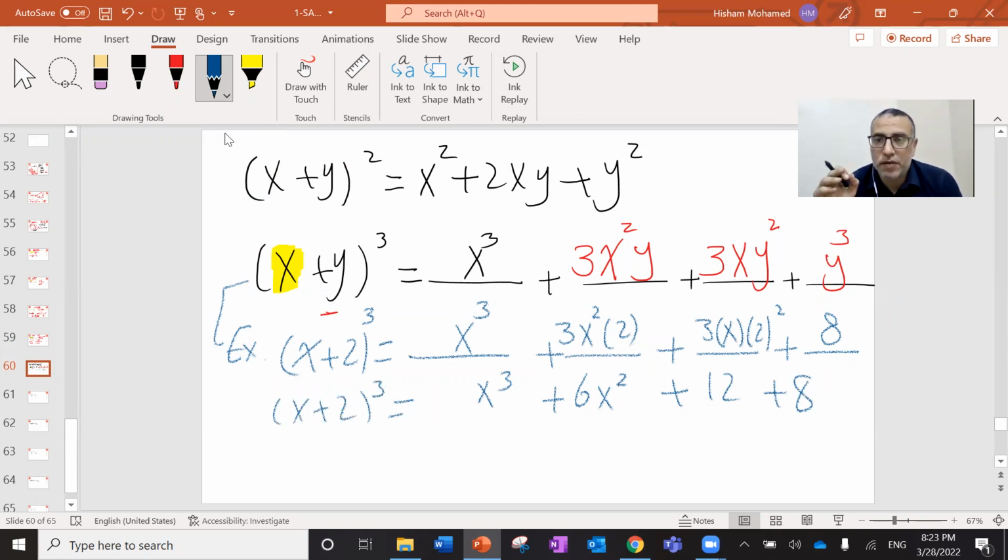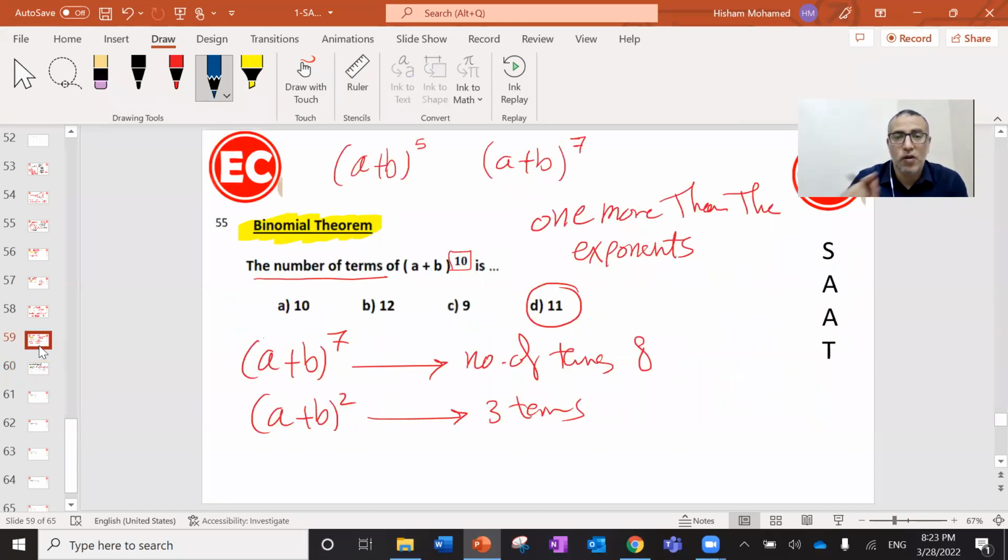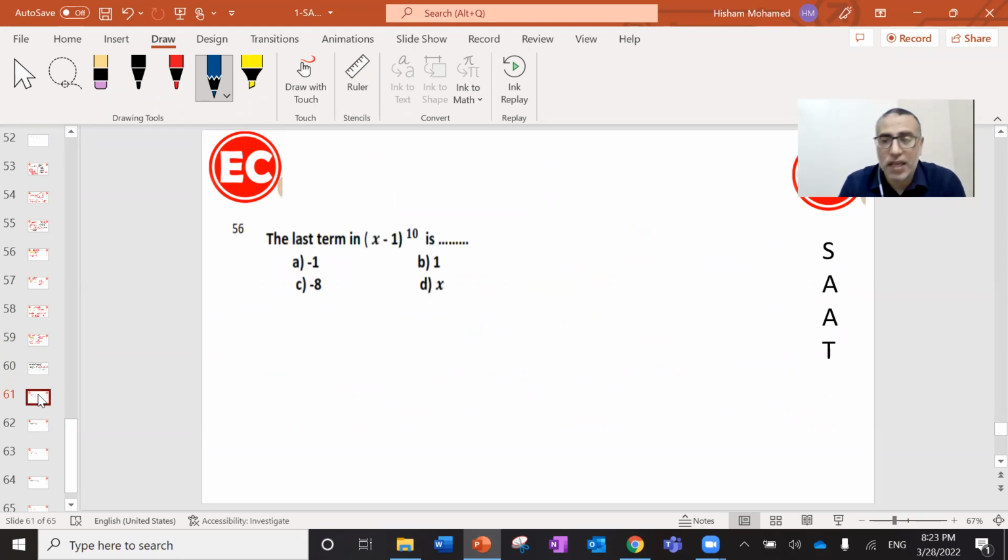So it's very important for the student studying SAAT to understand how to expand bracket to the power of 2 and how to expand bracket to the power of 3. You may have a question on this, but of course he will not ask you about bracket to the power of 4 or 5, because you are not allowed to use a calculator, and it's very difficult to solve in 1 or 2 minutes. So the first thing we need to know about the binomial expansions is how to find the number of terms. Second thing, we need to know how to figure out the first term and the last term.